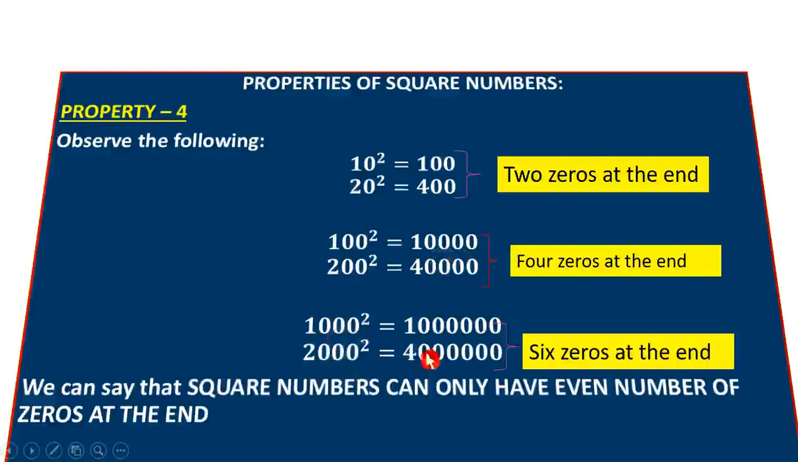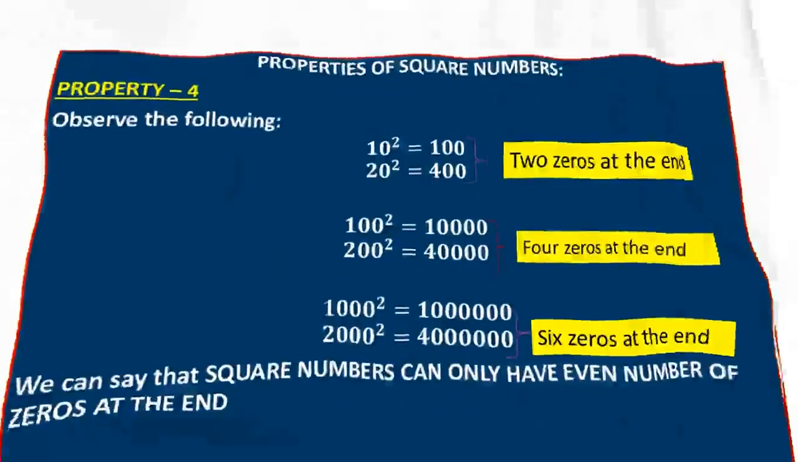Now 1000 square ends with 6 zeros. Then 2000 square also ends with 6 zeros. Look here: it always ends with 2 zeros, 4 zeros, 6 zeros, then 8 zeros, 10 zeros, 12 zeros. Like this it will be ending. So we can say that in property number 4, square numbers can only have an even number of zeros at the end. Once again remember that square numbers can only have an even number of zeros at the end.